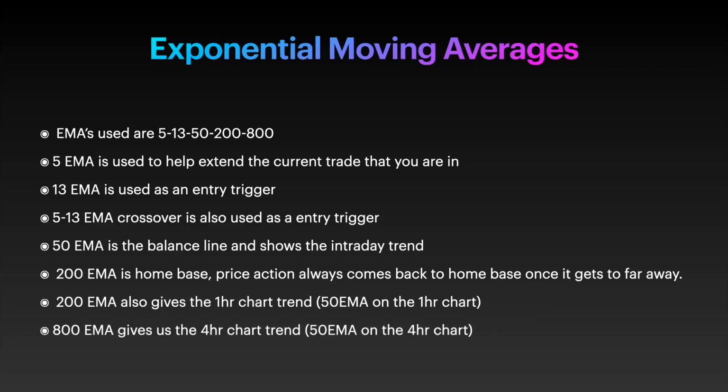And finally, the 800 EMA gives you the perspective of a 4-hour chart, because it basically represents the 50 EMA on a 4-hour chart. So without having to switch back and forth between 4-hour, 1-hour, and 15-minute, if you stay on the 15-minute time frame, you essentially know what's happening on the higher 1-hour and 4-hour time frames just by looking at the 200 and the 800, because those represent the 50 EMA on those charts. Does that make sense?